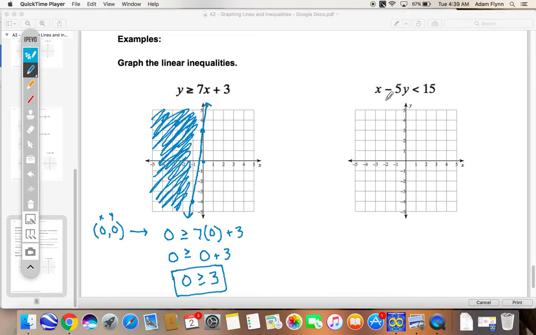This one would be in standard form. So I'm going to use the Jake's method for this one. I know my slope equals negative a over b. My a would be 1, my coefficient here, so I have negative 1 over negative 5. So my slope is 1 over 5.